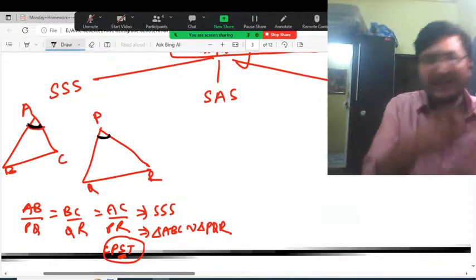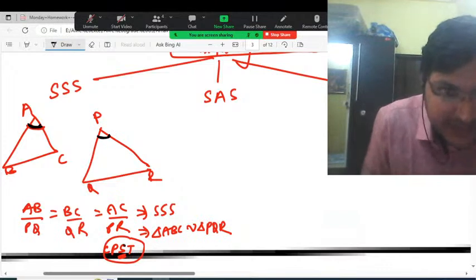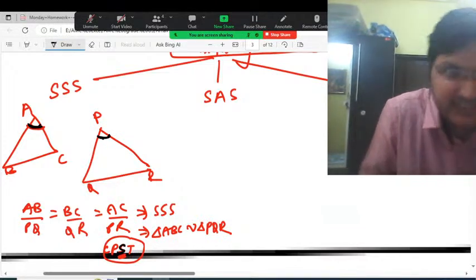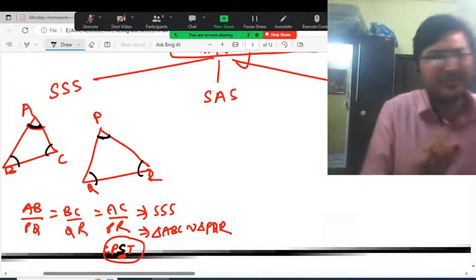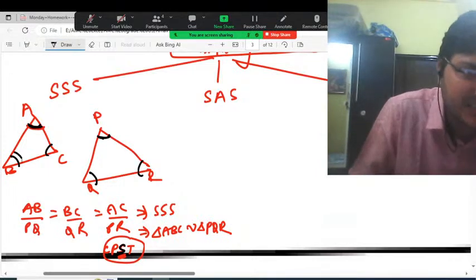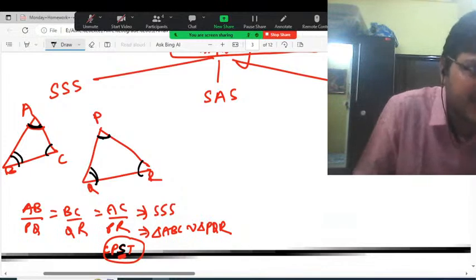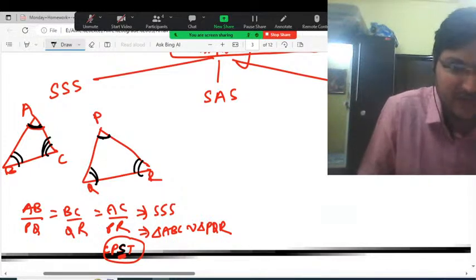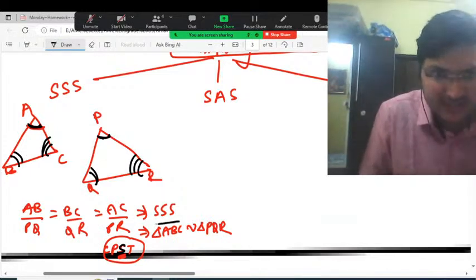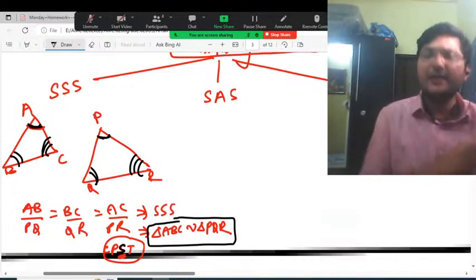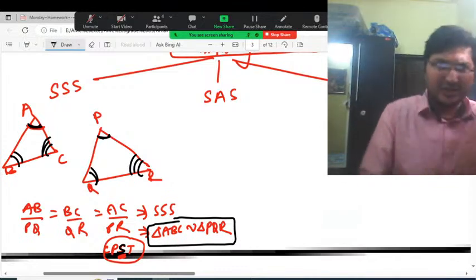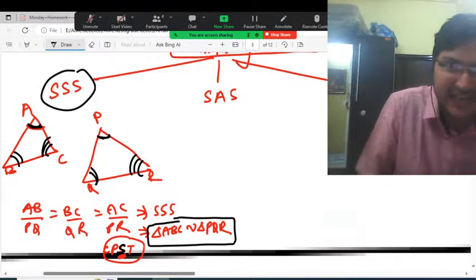Yeah, in a similar way, by CPCT we can say that angle P is equal to angle Q, B is equal to Q, C is equal to R. They can be just said equal by CPCT if they are proven similar ones. You need not calculate all those 6 parameters, rather approach these criteria.